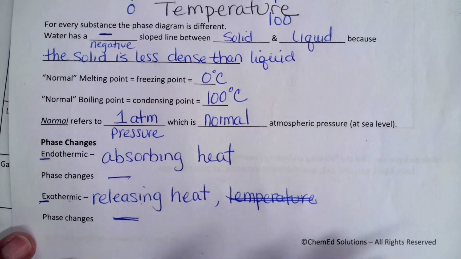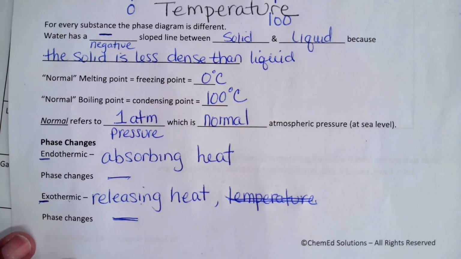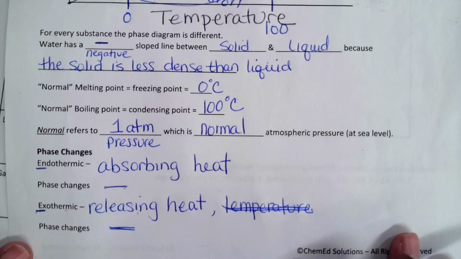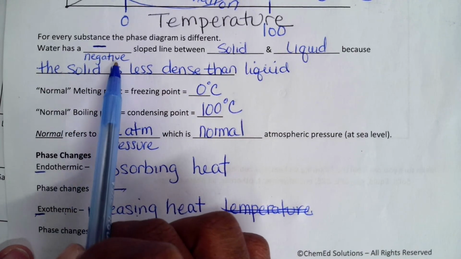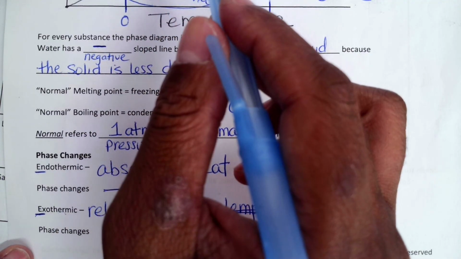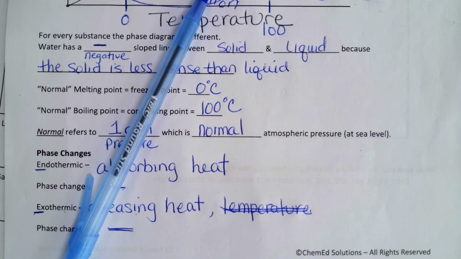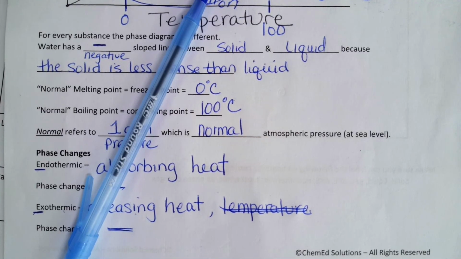I want to look up this part where it says for water that it has a negative slope between the solid and liquid because the solid is less dense than the liquid. So I actually want to look that up. So I want to put density of water as a solid versus liquid. I want to see the numbers.